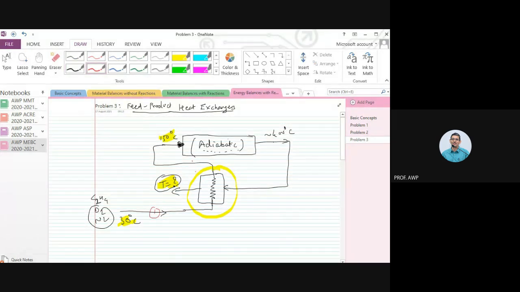We can call it stream 1, stream 2, stream 3, stream 4. Enthalpy balance: we can write enthalpy in from stream 1 and stream 3 must be equal to enthalpy going out in stream 2 and stream 4.